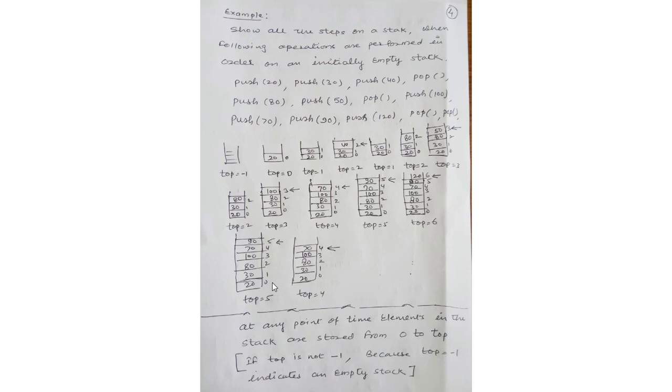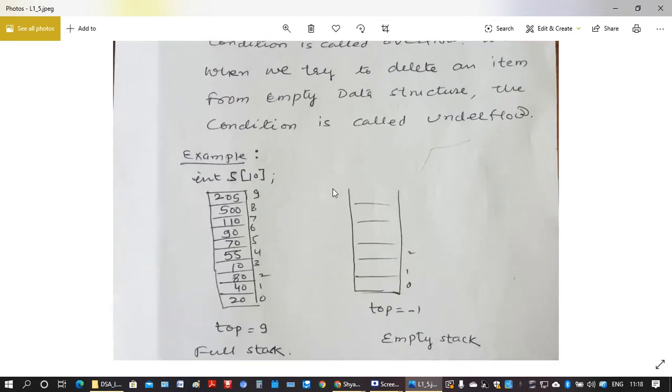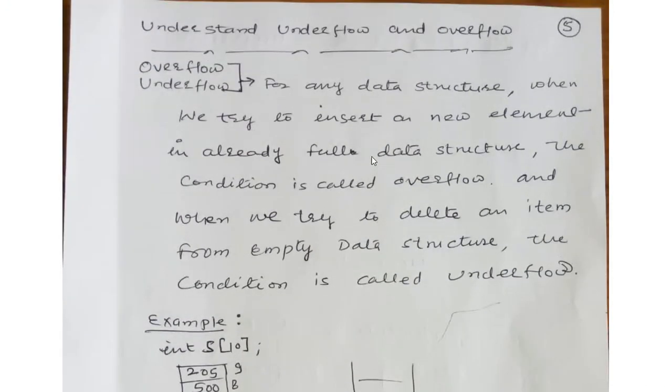Then now it is pop pop. So we will pop 120 first, and then we will pop the second one, that is the 90. Now here comes one concept which is called underflow and overflow concept. This is not only related to stack, but this is related to every data structure which is implemented using an array.